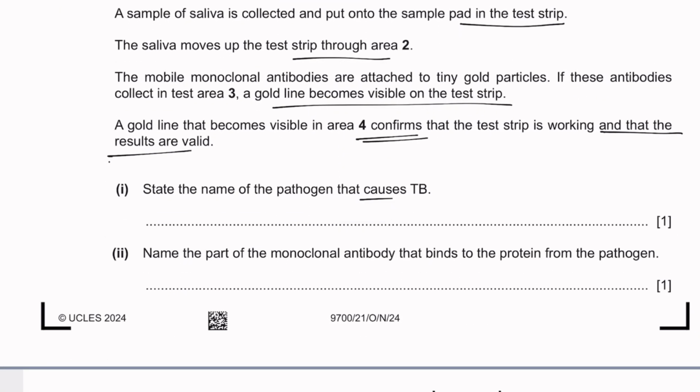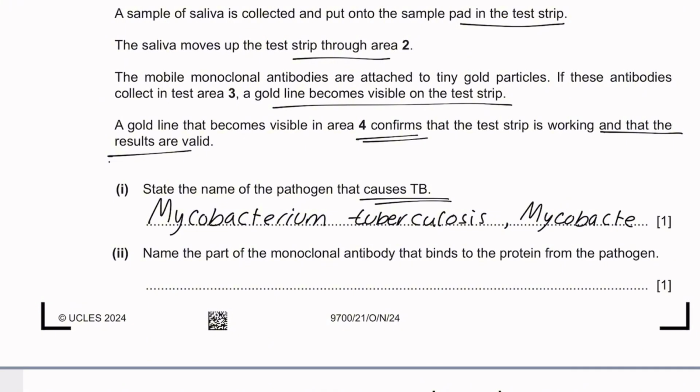Now, state the name of the pathogen that causes TB. Well, TB is caused by Mycobacterium tuberculosis. Actually, it's caused by two pathogens, Mycobacterium tuberculosis and Mycobacterium bovis. Since they just wanted one, we can list any one of them. However, let's just make sure to write both. So Mycobacterium tuberculosis and Mycobacterium bovis.